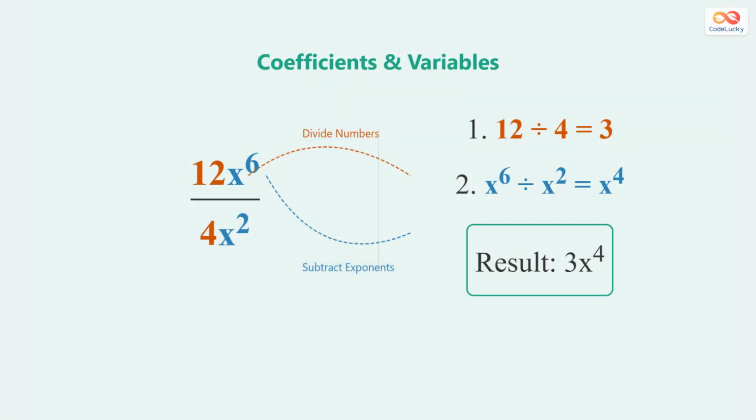What if there are numbers in front of the variables? You treat them separately. First, divide the normal numbers. 12 divided by 4 gives you 3. Then, apply the quotient rule to the variables. x to the 6th divided by x squared becomes x to the 4th. Put it together, and you get 3x to the 4th.